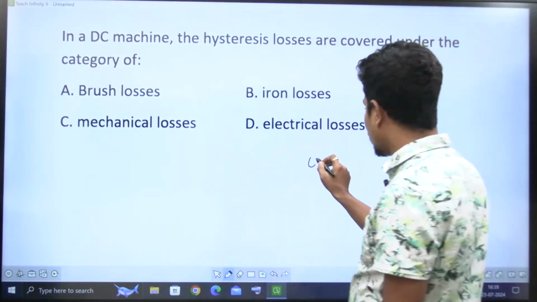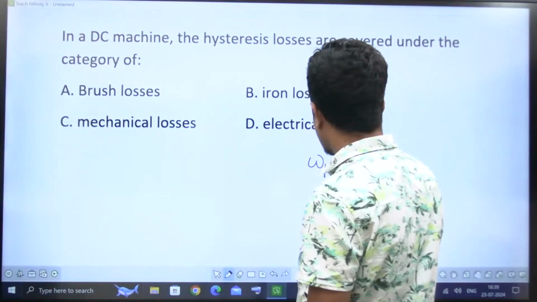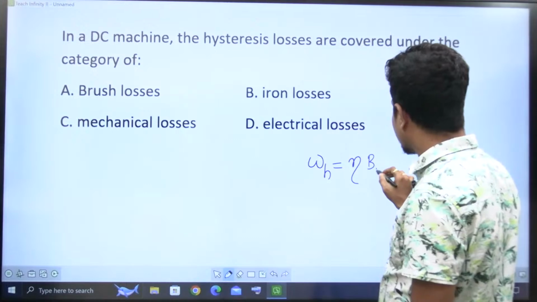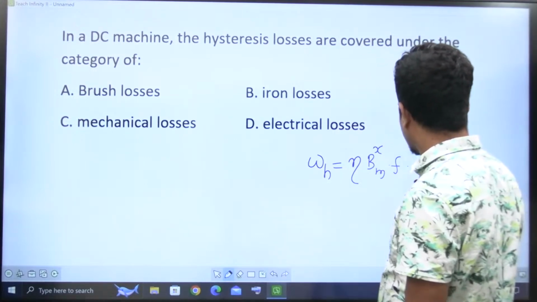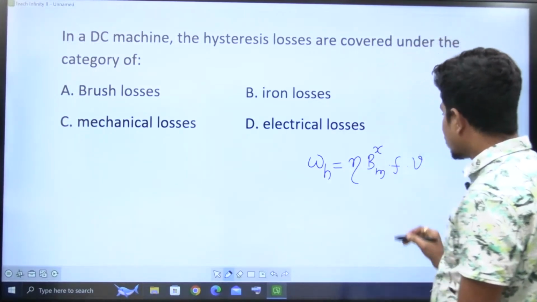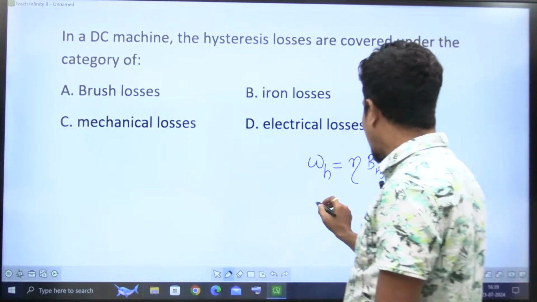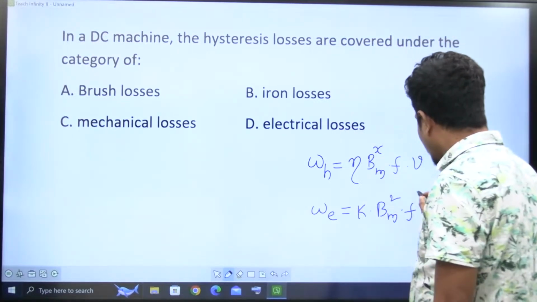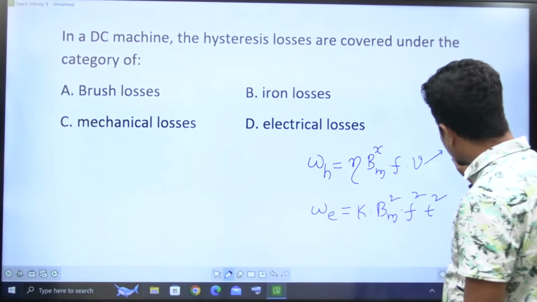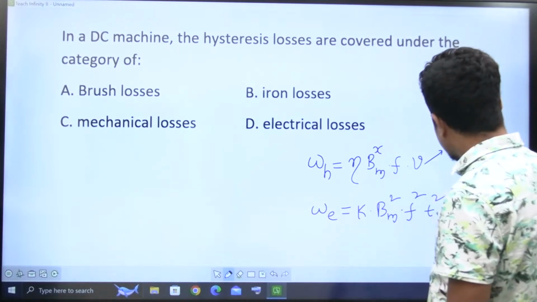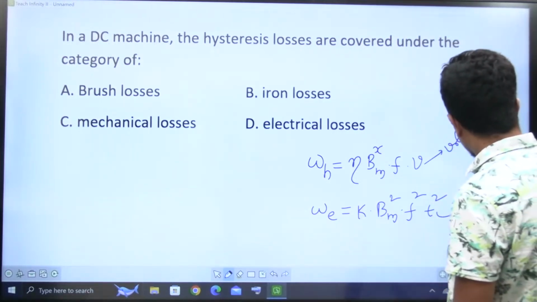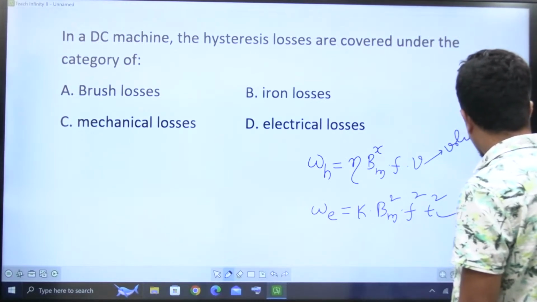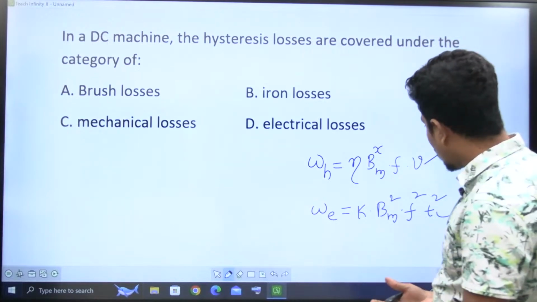Suppose you go for a transformer, this hysteresis loss is equal to some Steinmetz constant eta into B max power x into F into volume V. Okay, this is the formula of hysteresis loss, and eddy current loss is K into B max square into F square into T square. This V is not voltage, please. This is volume. This T is the thickness of laminations. Clear?